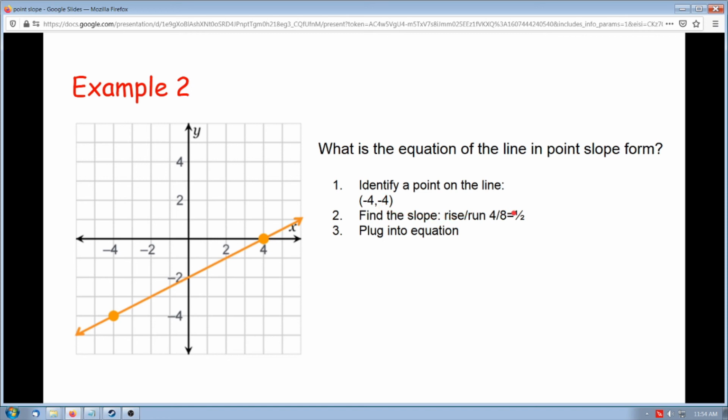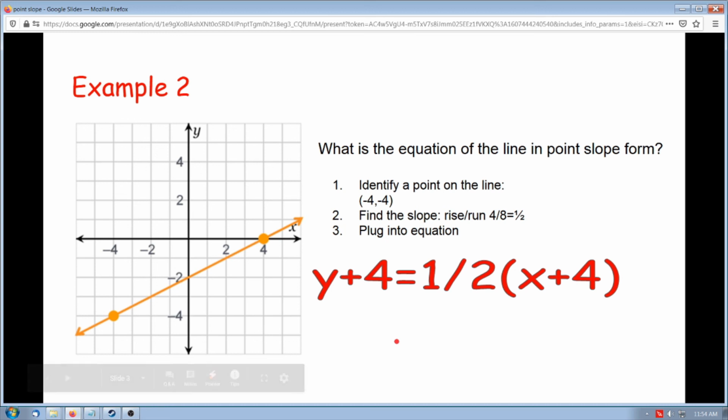So we have our point, and now we have our slope. And the third step is just plug it into the equation, just like we did for example 1. And there's your answer. So remember, our -4 for y becomes a positive 4, so it's y plus 4. Here is our slope, which we just got from here, and our x-coordinate itself is a -4, so when we plug it into the equation, it becomes a positive 4. So this is the equation of a line in point-slope form for the line given.